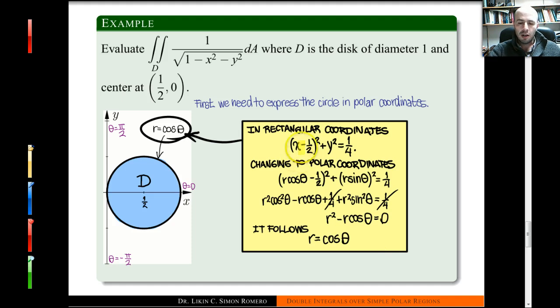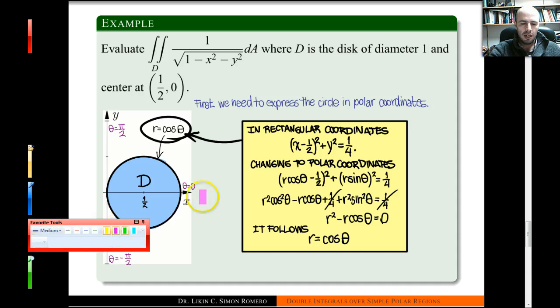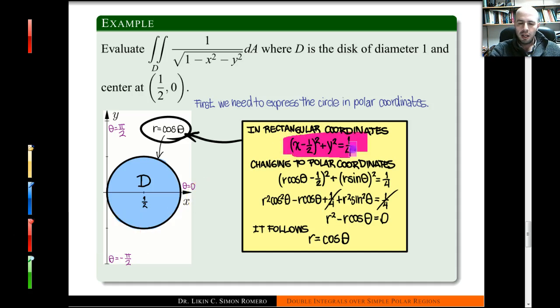So in rectangular coordinates, this circle, and let me just change the marker, is described as this. Changing to polar coordinates, the only thing that I'm going to plug in is r cosine of theta as x and r sine of theta as y, and then I am going to start simplifying things. I get up to here, and then it follows that r is equal to cosine of theta. So r equal to cosine of theta is the edge of this disk.